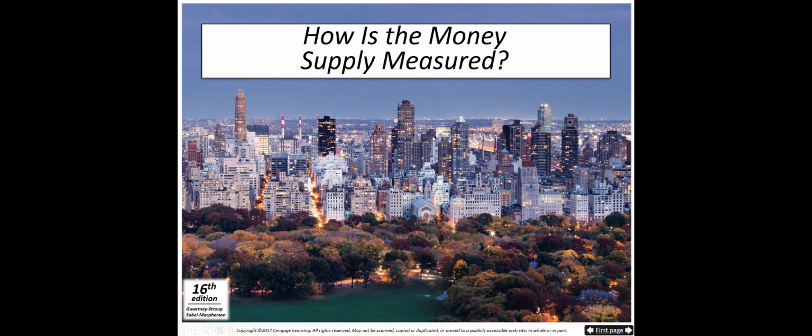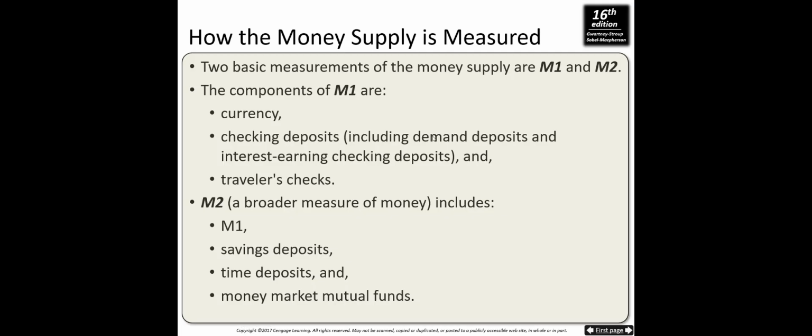So how do we measure the supply of money? We have several measures, but the most common ones are M1 and M2. The components of M1 are currency and checking deposits. Checking deposits are like your debit cards, demand deposits, interest-earning checking deposits, or traveler's checks. As you see, M1 is the most liquid money. That means you don't need to wait to spend that money. It's very liquid. You go to the grocery store and can purchase with the money you have.